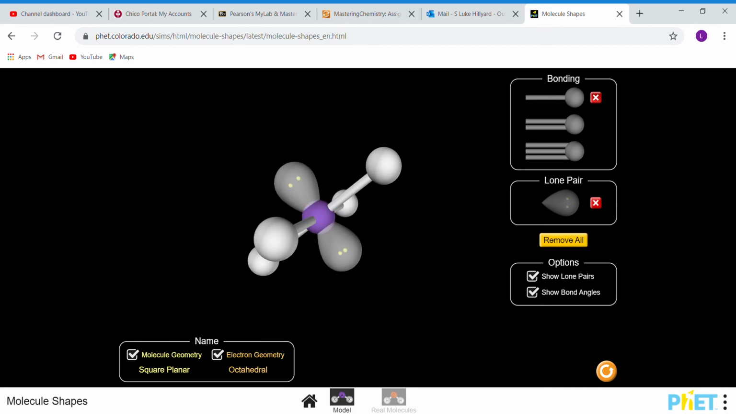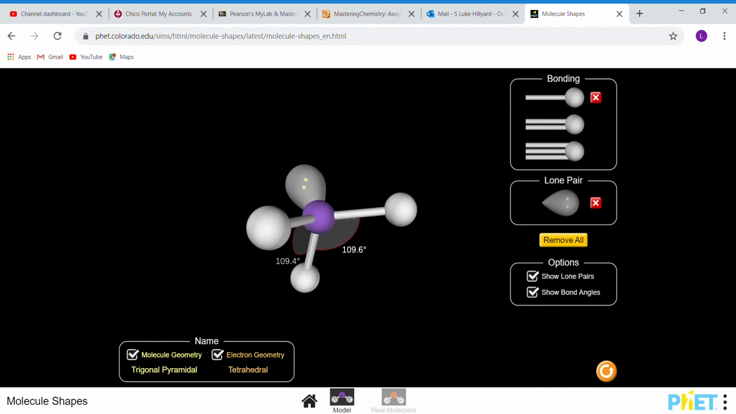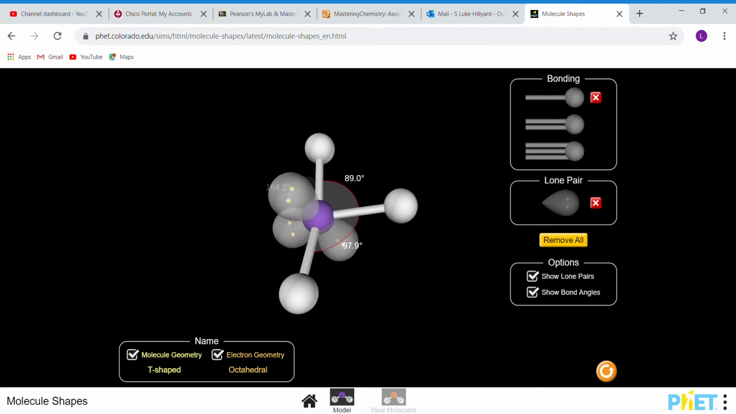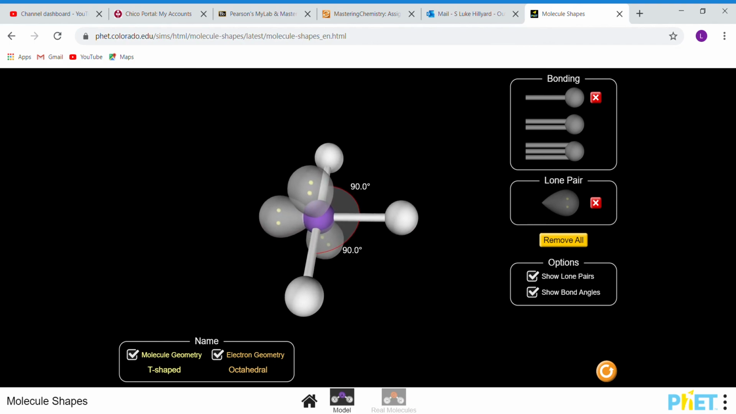All right, remove an atom, add a lone pair there. Now we have the T-shaped geometry. Okay, T-shaped geometry and octahedral electron geometry. Again, on that one, it didn't matter where we put that lone pair because they were all equivalent positions. And I guess that's it for all of those geometries.